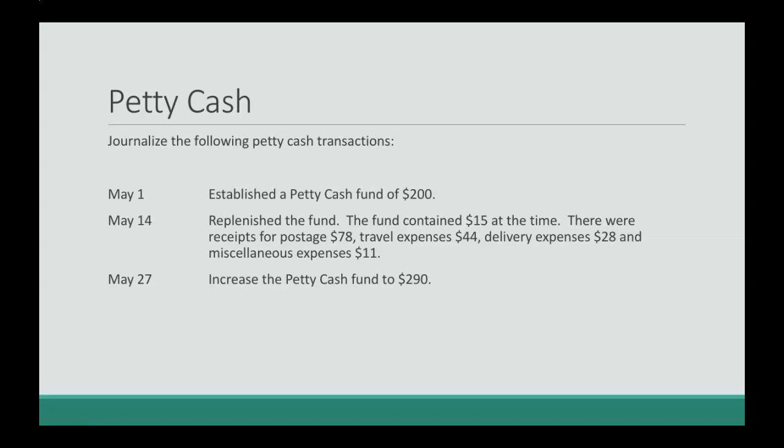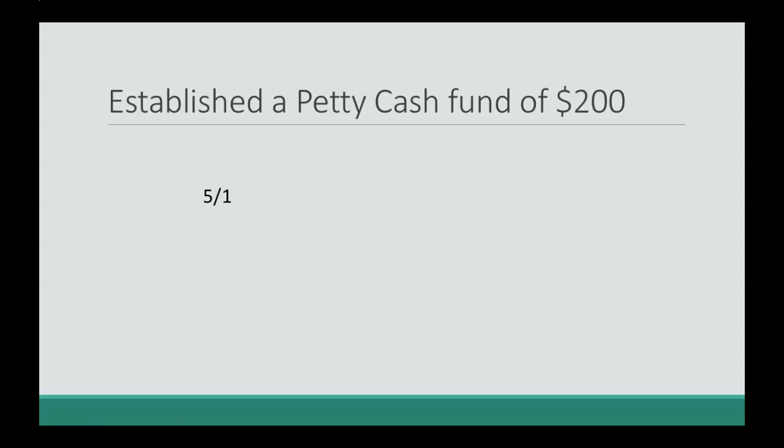On May 1st, you established a petty cash fund of $200. And then, a couple weeks later on the 14th, you replenished the fund. So the fund at the time only had $15 in it, but when you went to replenish the fund, you also found receipts for postage, travel expenses, delivery expenses, and miscellaneous expenses. And then on May 27th, you decide that you need to increase the petty cash fund from $200 up to $290.